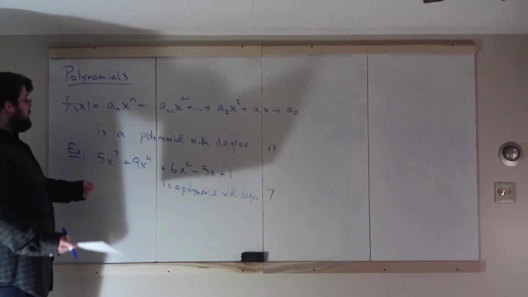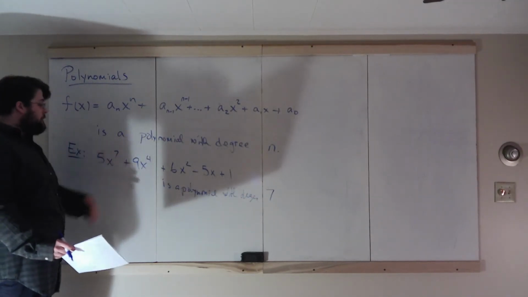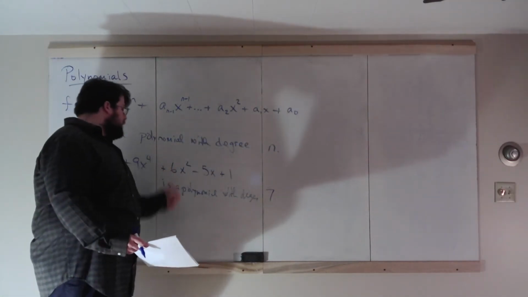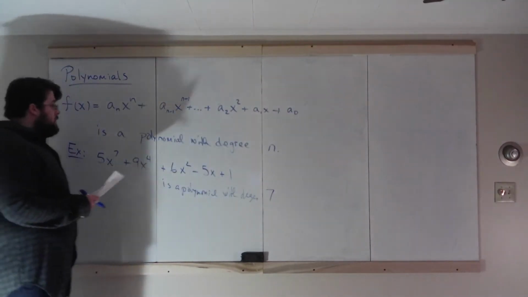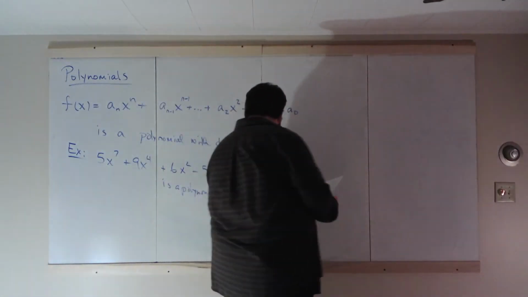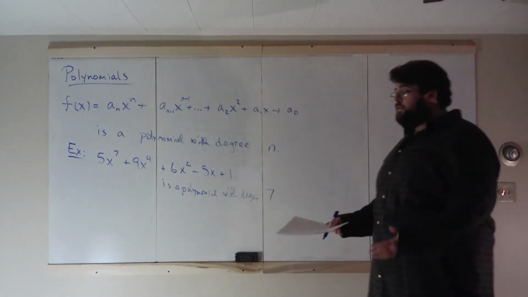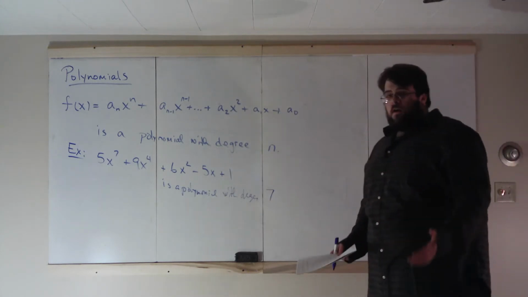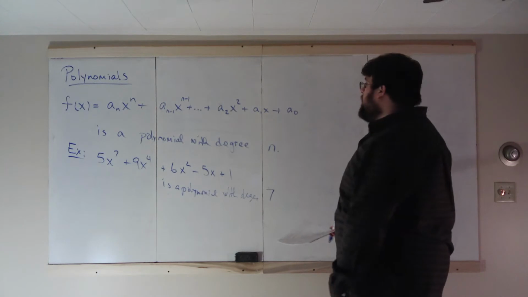So in this case, a_7 would be 5, a_6 would be 0, a_5 would be 0, a_4 would be 9, a_3 would be 0, a_2 would be 6, a_1 would be negative 5, and a_0 would be positive 1. We won't talk too much about polynomials in general. We will do a little bit with them in general. But for now, we're going to focus on degree 1 and degree 2 polynomials.